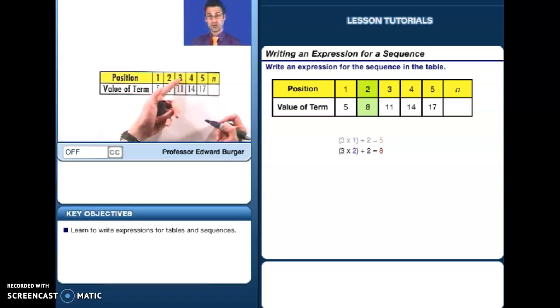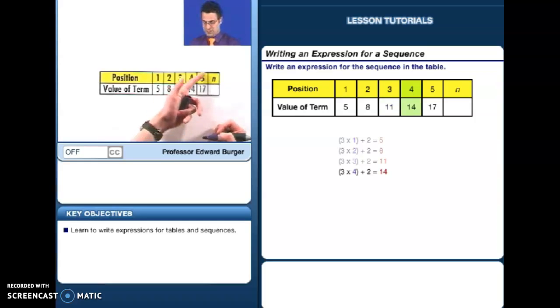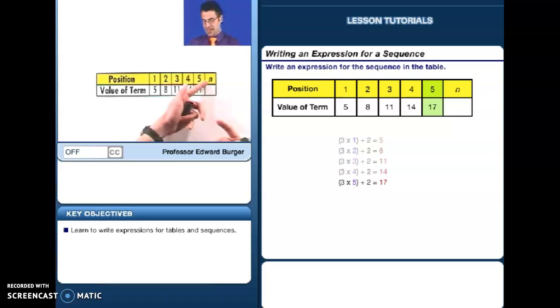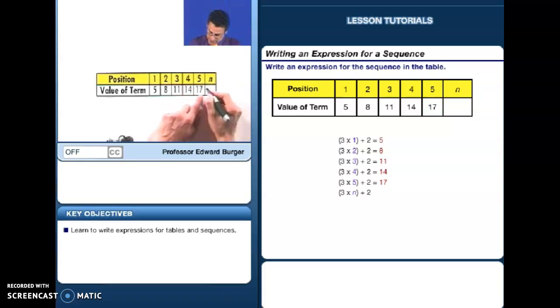What if I took this 3, multiplied it by our 3, that's 9, and I add 2? That's 11. What if I took this, multiplied it by 3, and added 2? That'd be 12 plus 2, 14. What if I took this position, multiplied it by 3, and added 2? This works. So if the position were just called n, what's the rule? Well, I would take the position, multiply it by 3, and then add 2. And that's exactly right. 3 times n plus 2.